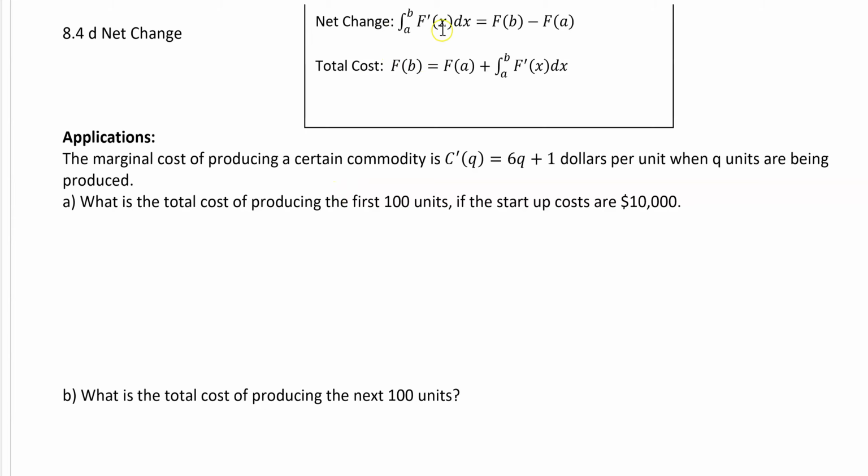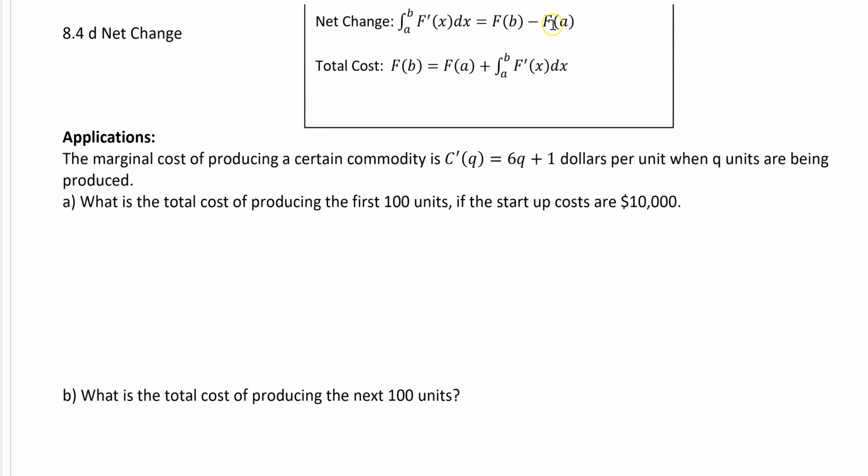All right, so this is our net change, which is nothing new. We've seen this before. And if you solve it now, we add the f of a over here. What we get is f of b equals f of a plus the integral of a to b of f prime of x dx. So all we're doing is solving this equation, and we're getting a total cost function. And I'll explain why we need to do this.